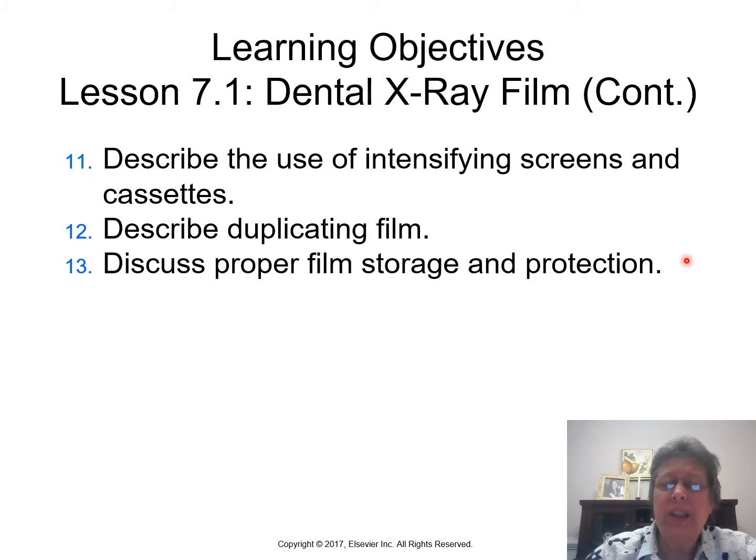And then we will discuss how to properly store our film and protect it from what we call backscatter radiation, which can cause the film to fog, and when we take a x-ray with that film and process it, we get a very blurry looking film.